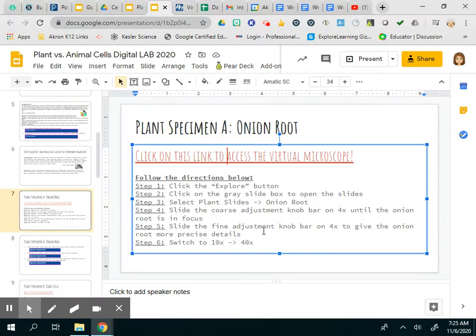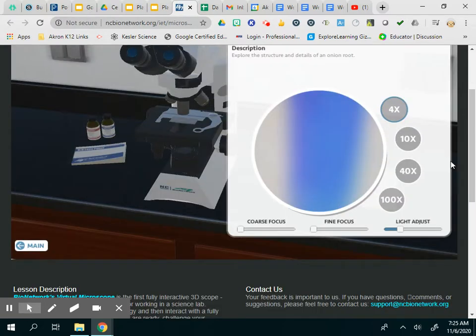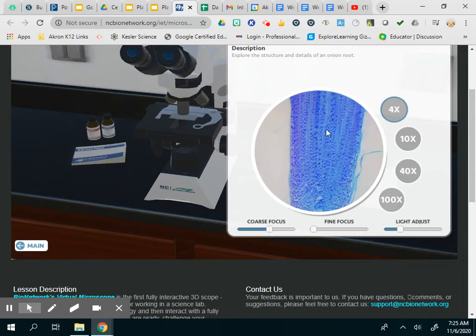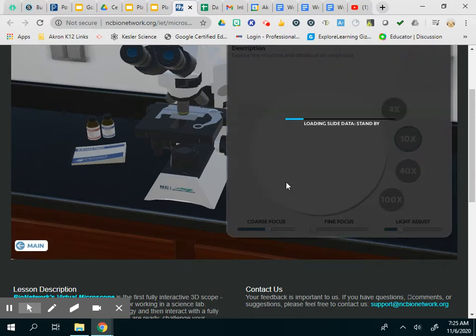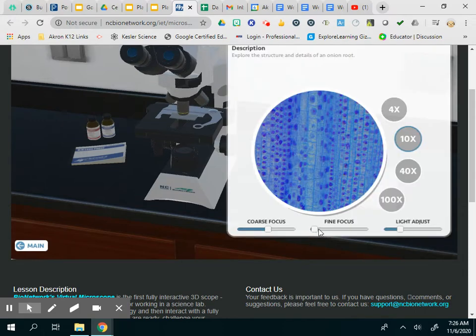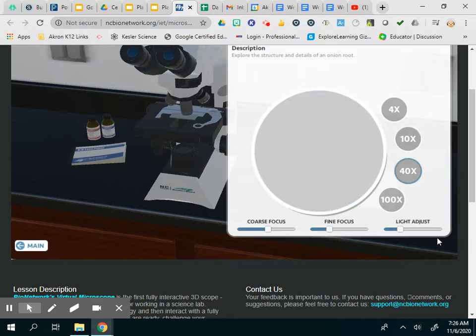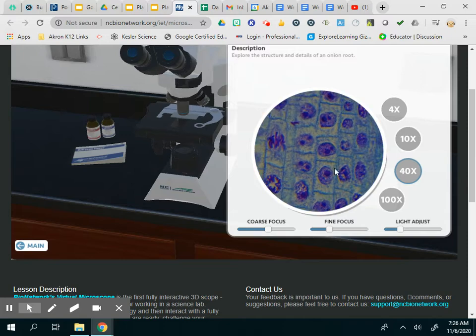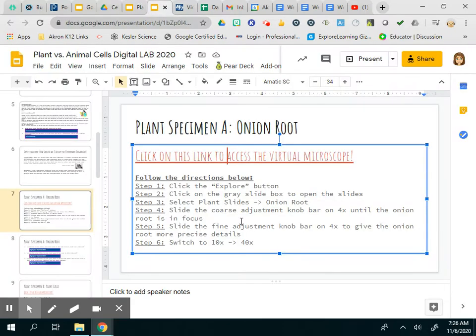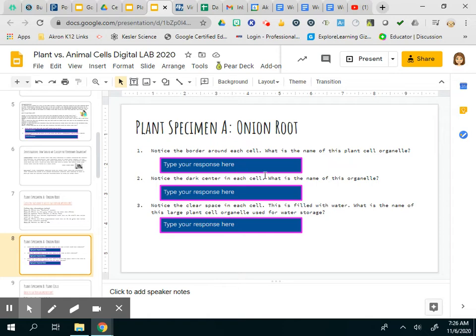All right. And then it says slide the coarse adjustment knob bar on the 4x until the onion is in focus. Slide the fine adjustment to give the onion root more details, and then switch to 10x and then to 40x. So you're going to get this in focus, and we're going to move it around a little bit, and then we're going to go to 10x, get it in a little bit more focus, and then 40x. And then we can see some of these cells here. Okay? And then we move on to the next slide and answer some questions.